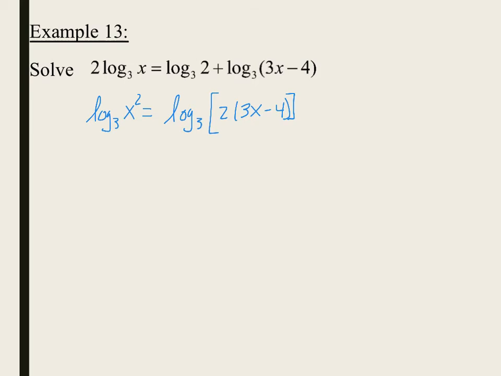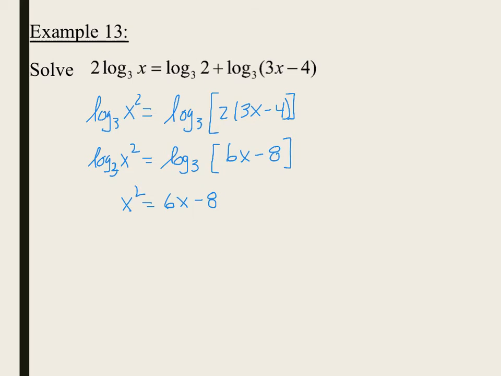Okay, so now we have log base 3 of x squared is equal to log base 3 of 6x minus 8. Now, by the equivalency rule, we have x squared is equal to 6x minus 8.